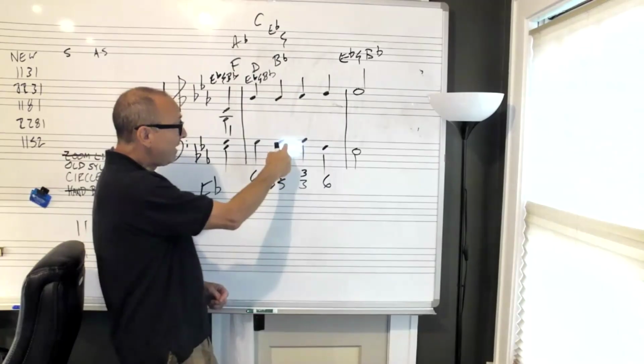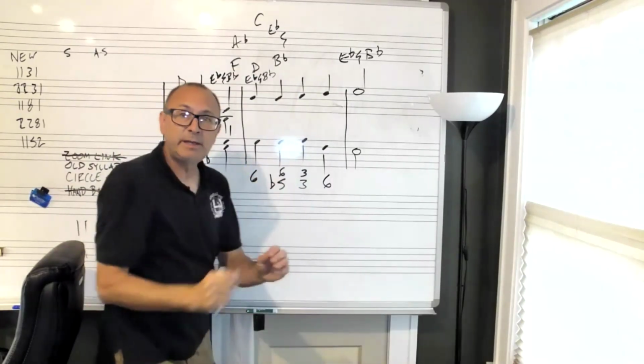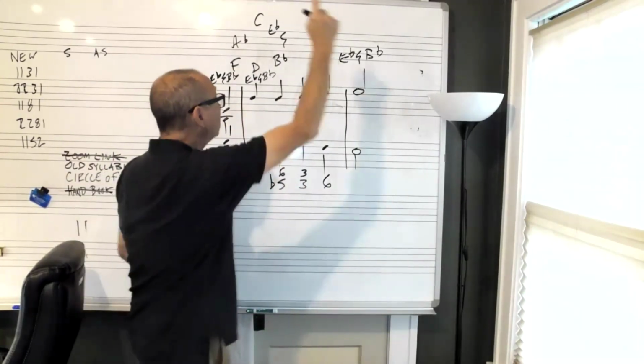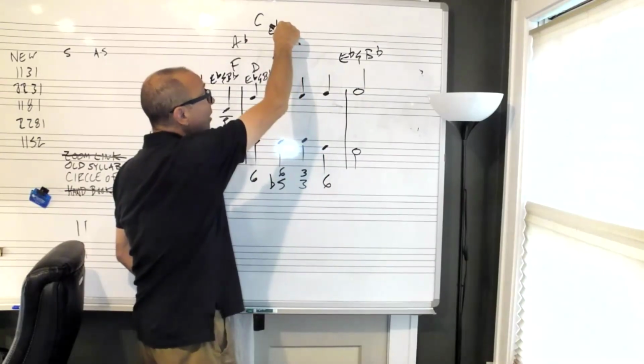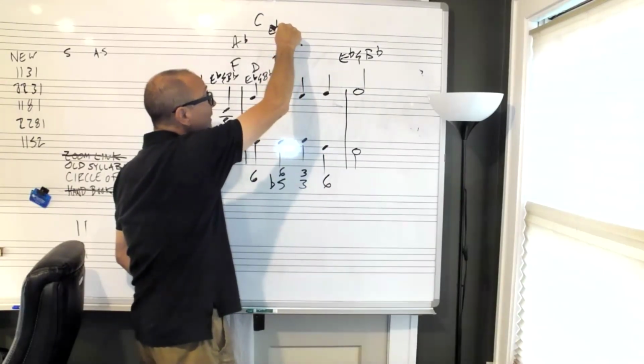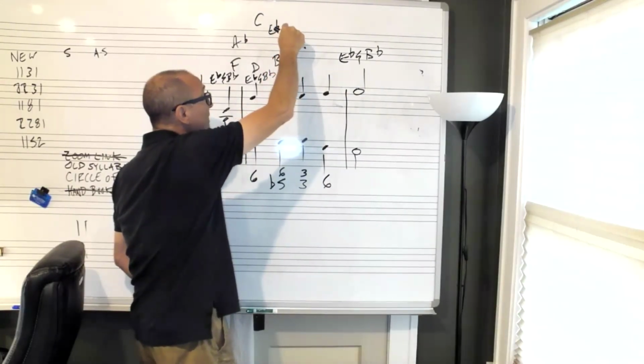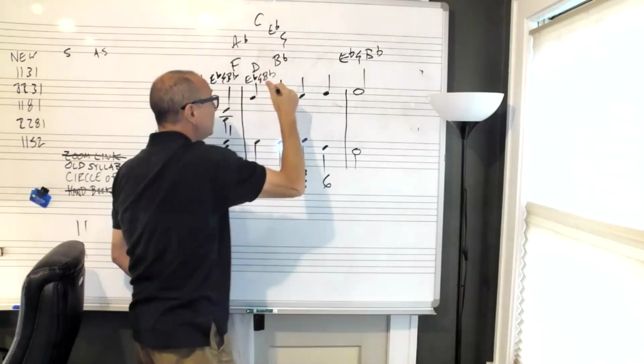Okay, we have a 6 and a 5. G. This means first inversion. Locate the G. Go back one. This chord is going to have 4 notes: G, E flat, G, B flat, D.